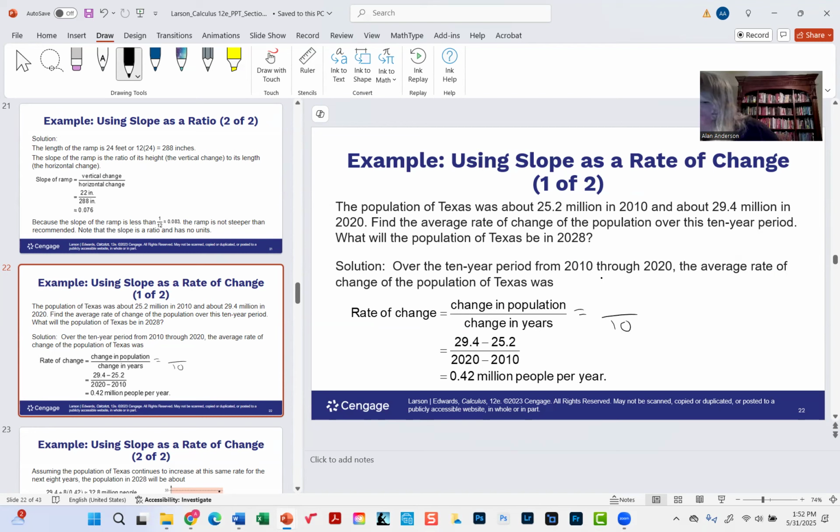The population went from 25.2 to 29.4. In other words, it went up by 4.2 million. And that means that on average, the population is increasing at a rate of 0.42 million people per year in the state of Texas. Now, chances are it didn't go up by exactly that much every year, but on average, assuming that the growth rate is linear, this is what it works out to be.